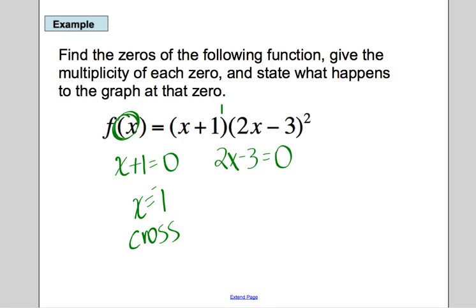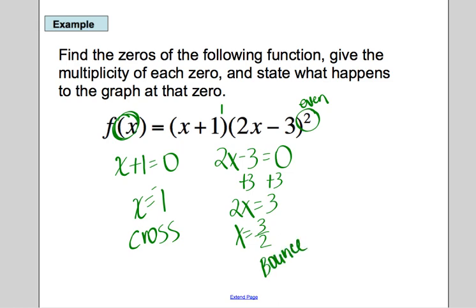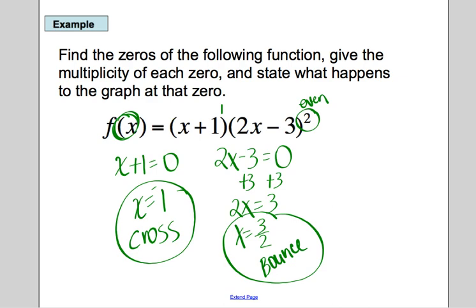Over on this other one, we're going to have to add 3 to both sides and divide by 2. So now we have 1.5 as our root, which is okay. We can have a decimal for a root. Its multiplicity is 2. This is an even number. That means that at x equals 1.5, the graph is going to bounce off the axis. It's not going to cross. So now we know what's happening a little bit in the x-intercepts.